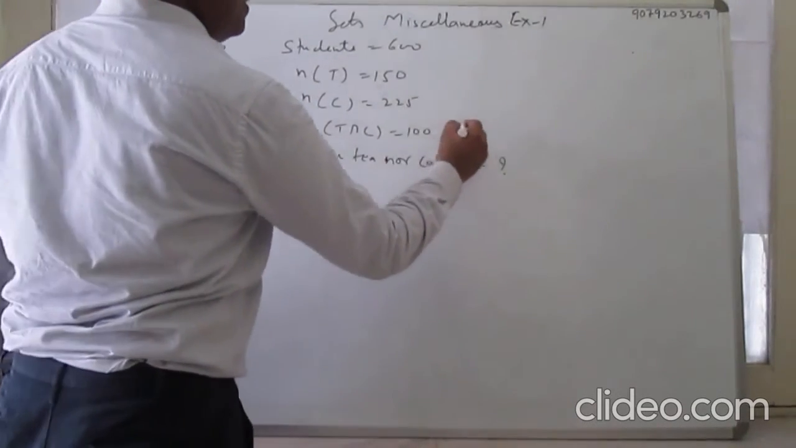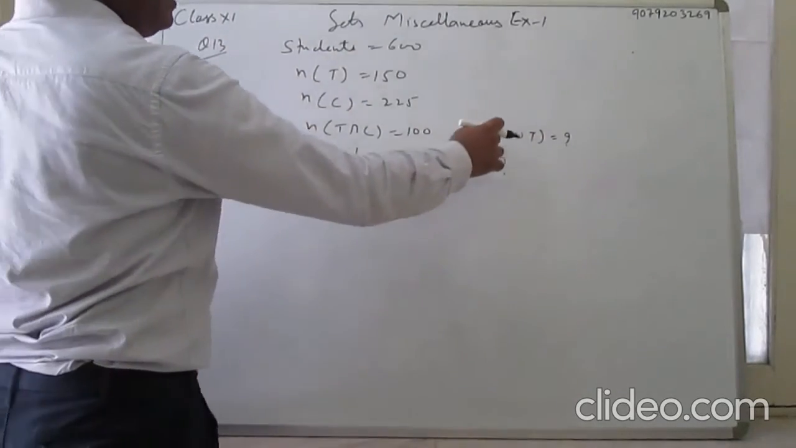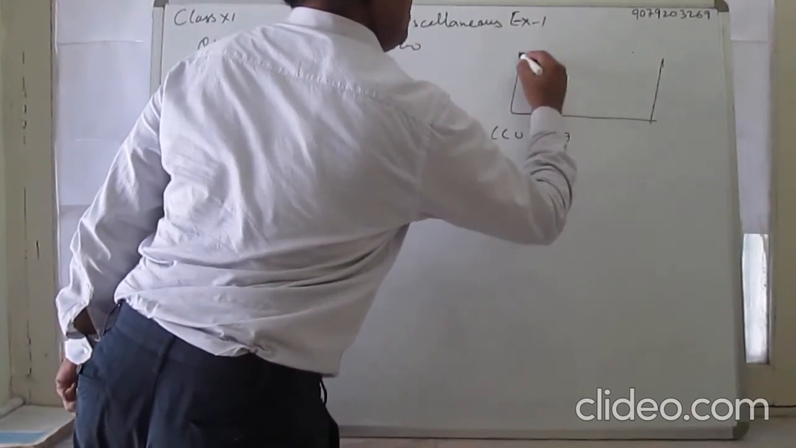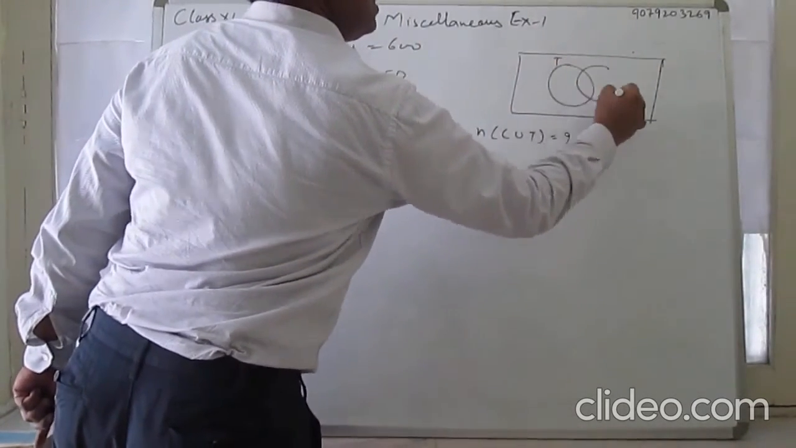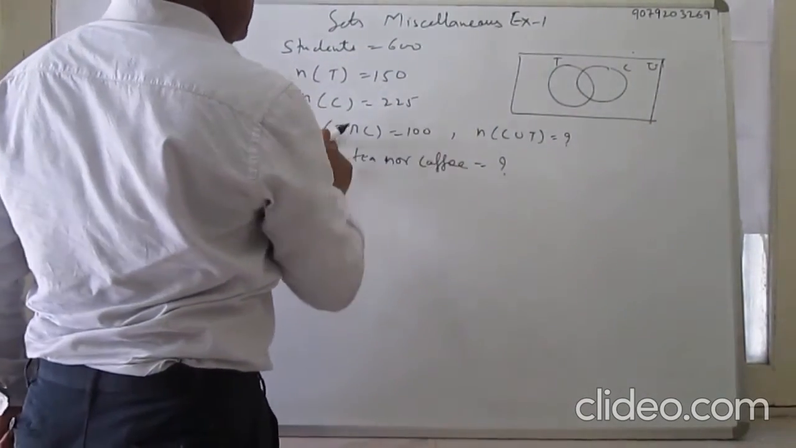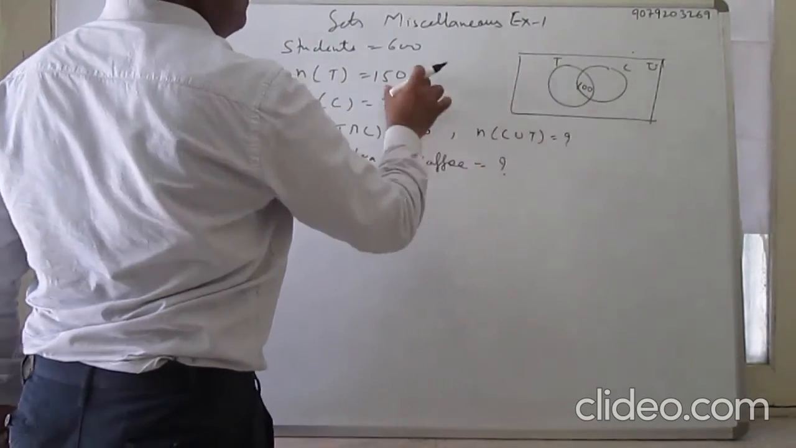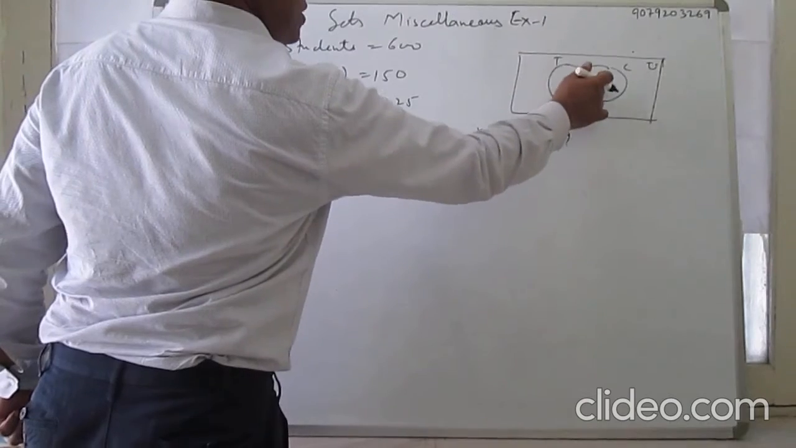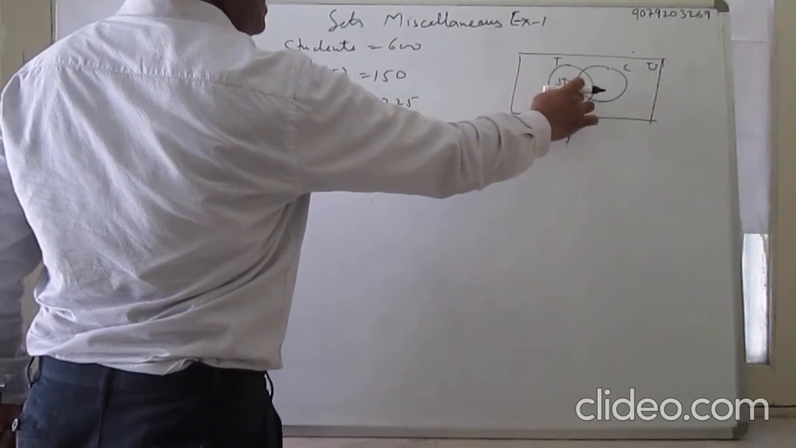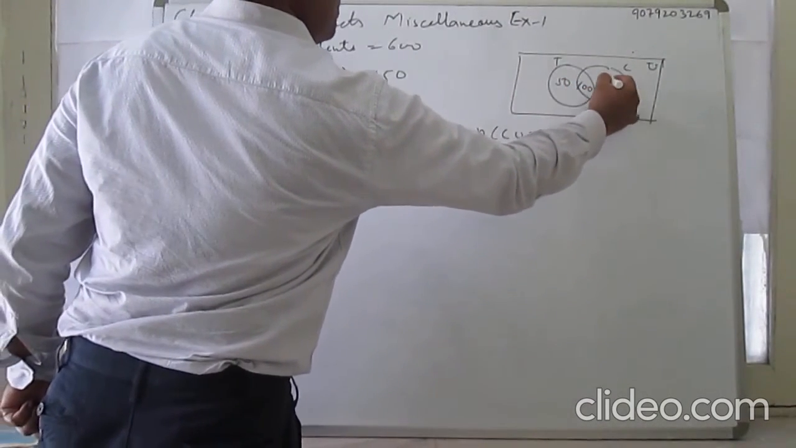First we have to find C union T. It means the number of students taking tea and coffee. This you can see in a Venn diagram. This is T, this is C, and this is universal. Now what is common here? T intersection C is 100. If T is taking 150, 100 is here also taking coffee, so only tea is 50. Here 100 taking coffee and tea both. Only coffee is 225 minus 100, so it is 125.